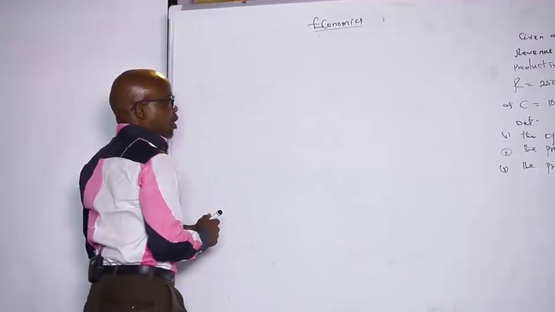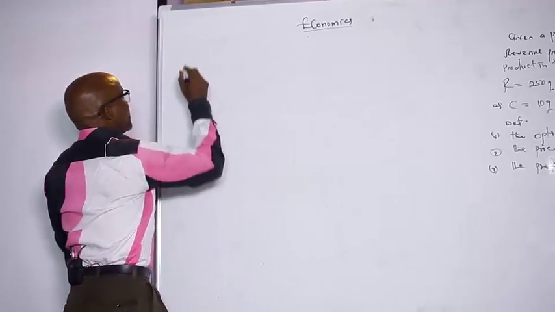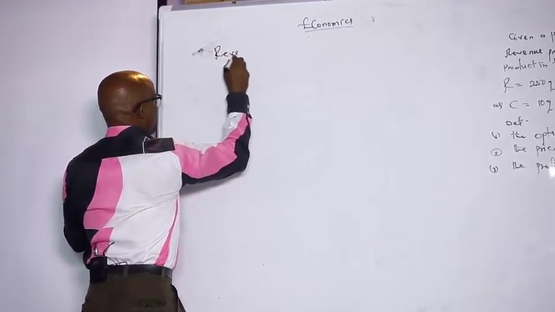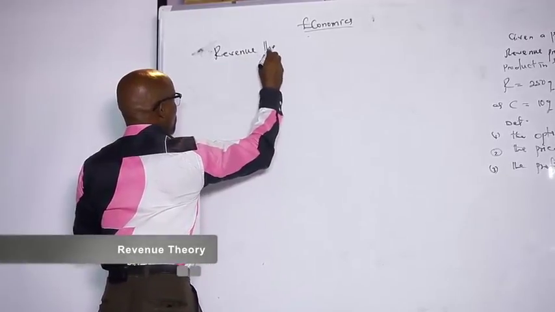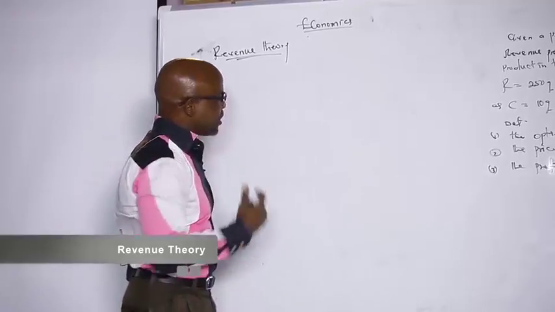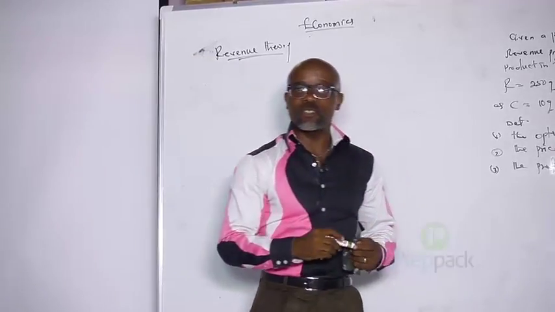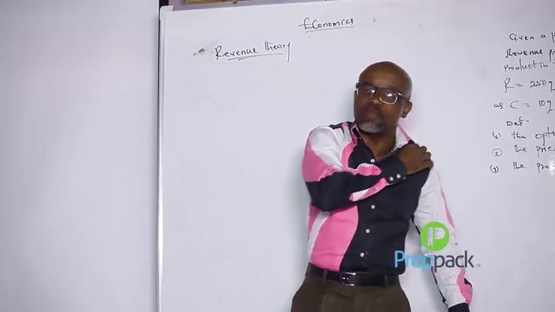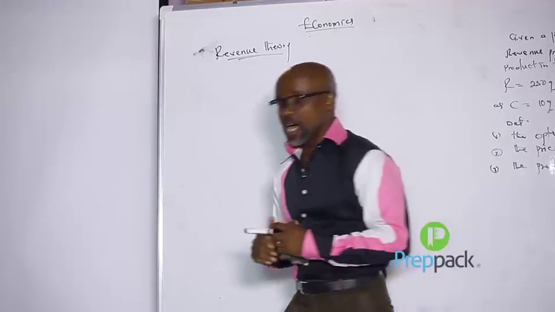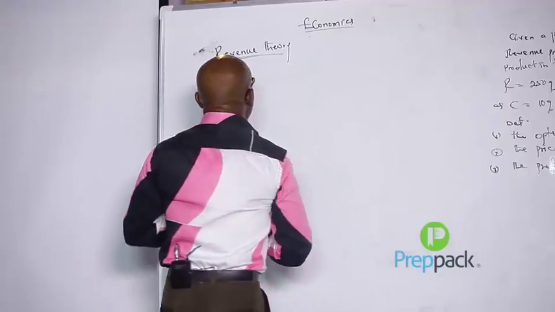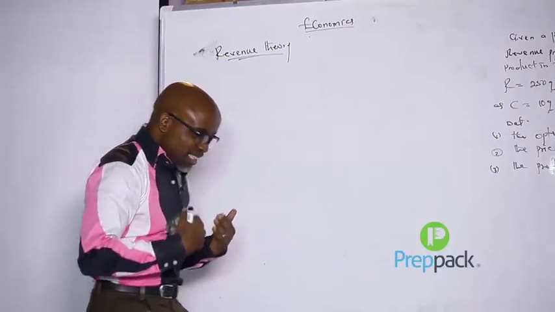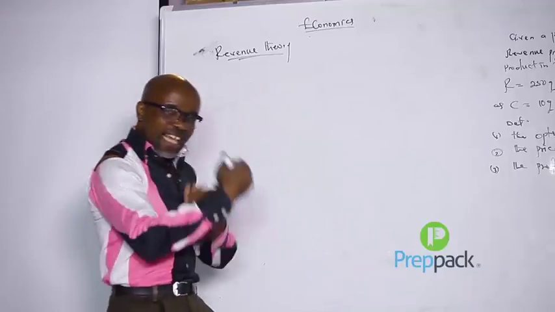For today in economics, we're going to be looking at the revenue theory. In our previous class, we talked about the cost theory, that's under the cost concept. Now I want to look at the case of the revenue theory, that's under the revenue concept. Now, we said that cost then is what it takes to produce a given output.